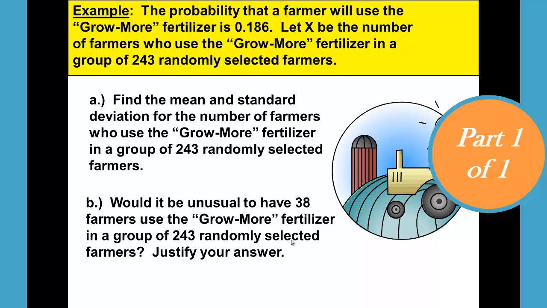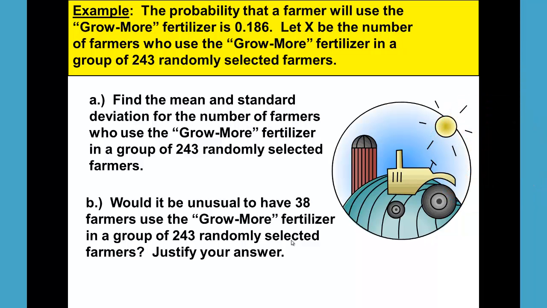Let's look at our example. The probability that a farmer will use the Grow More fertilizer is 0.186. Let X be the number of farmers who use the Grow More fertilizer in a group of 243 randomly selected farmers. Part A asks us to find the mean and standard deviation for the number of farmers who use Grow More fertilizer in a group of 243 randomly selected farmers. And we'll get to Part B when it's time. Let's do Part A.